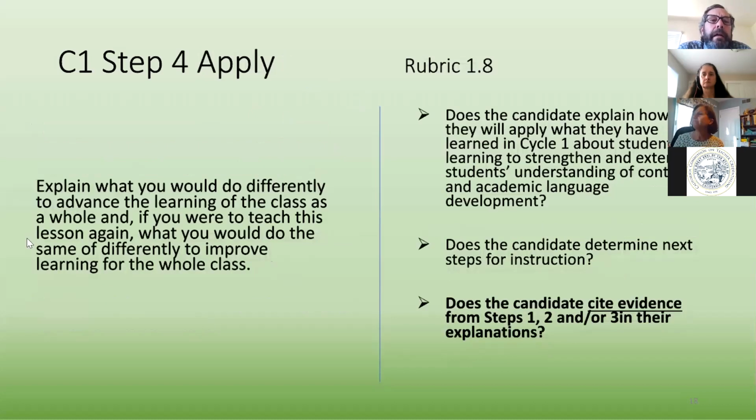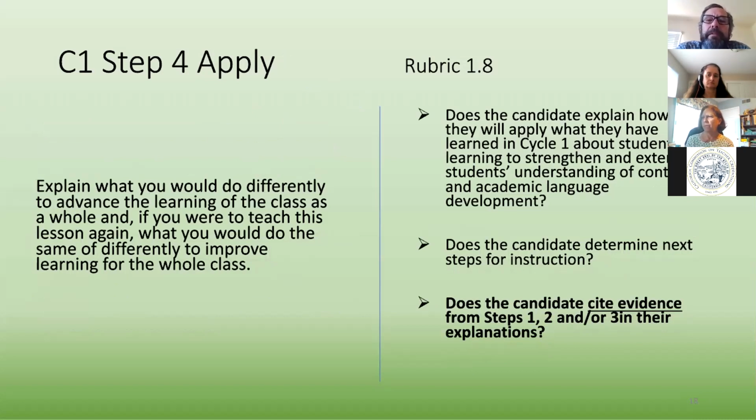So finally, step 4 is the apply. They've gone through a reflection process on what happened in the lesson. And in step 4, they are going to explain what they would do differently to advance the learning of the class if they were to teach this lesson again. What would they do the same or differently to improve learning for the whole class? Would they modify? Would they keep it the same? And again, that question of why. Why would they do that?